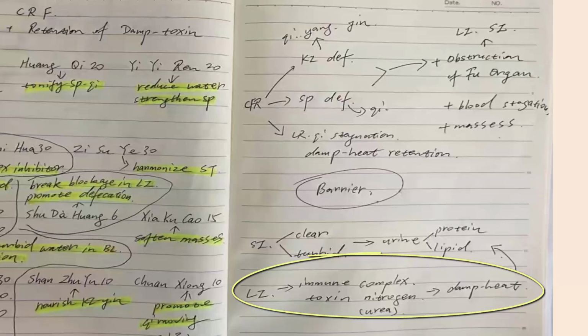Because no matter the toxin or immune complexes which are located in the kidney, it should be discharged outside the body by urine or by defecation or by stool. So the damp heat discharging on one side is by urine, on the other side is by stool. So large intestine plays a very important role in the treatment of a detoxification and also dampness.